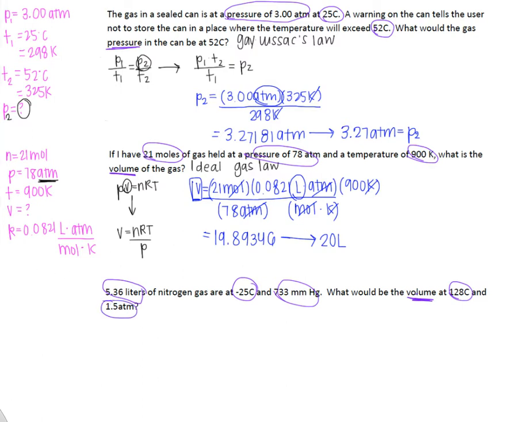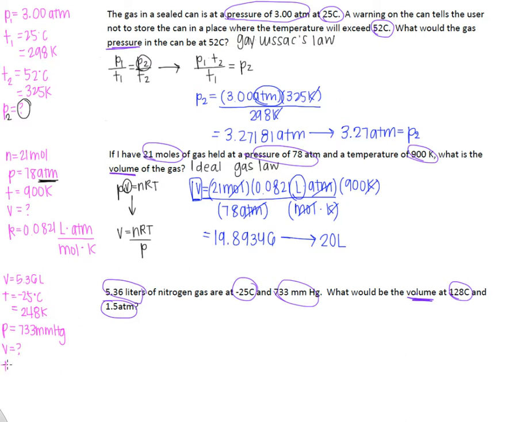Again, going to the side and listing everything that we have. I have a volume of 5.36 liters. I have a temperature of negative 25 degrees Celsius, knowing that I can't just leave it like that, that I have to have 273 added to it. This is actually equal to 248 K. I have a pressure of 733 mmHg, millimeters of mercury. They're asking me for my volume.